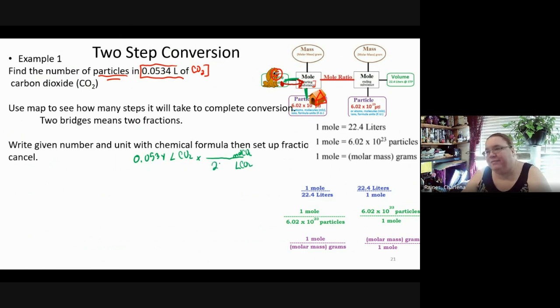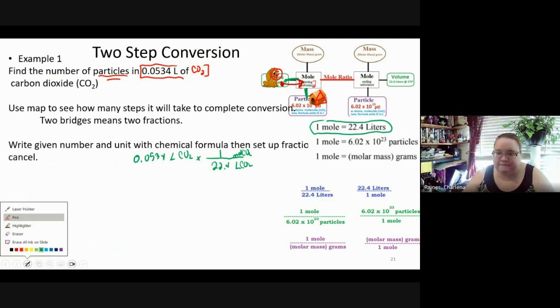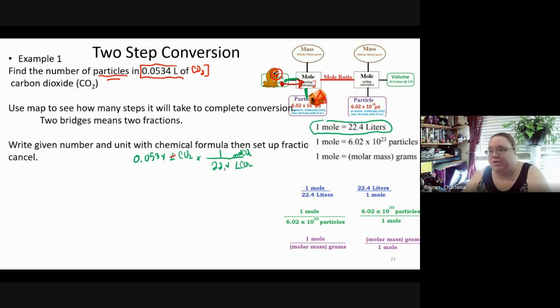Liters is on bottom, 22.4 must go with it. Mole is on top. This equality tells me that it's 1 mole. So we look at our units. We don't want moles, we want particles. So that means we need to do another conversion.